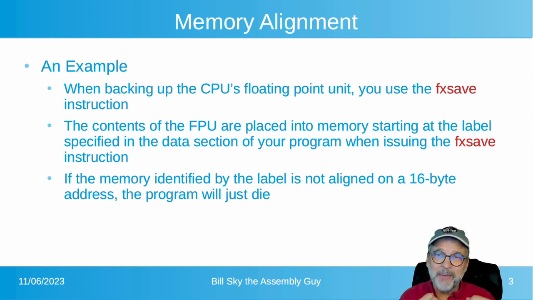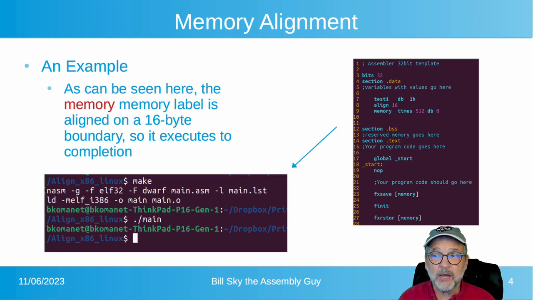So what you do is you back up the floating point unit before you do anything within your function, and then you go ahead and do what you need to do, and then you restore it with the FXRSTOR statement, I believe. The contents of the FPU with this FXSAVE statement is placed into memory starting at a label that you specified in the data section. We're going to see an example of this. And if the memory identified by the label is not aligned on a 16-byte address boundary, then the program really just dies. And here's an example of that code.